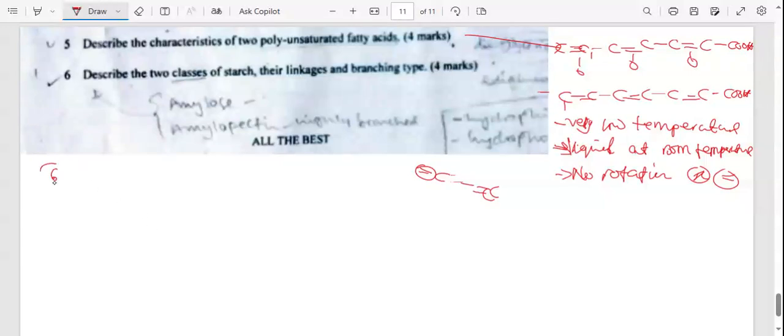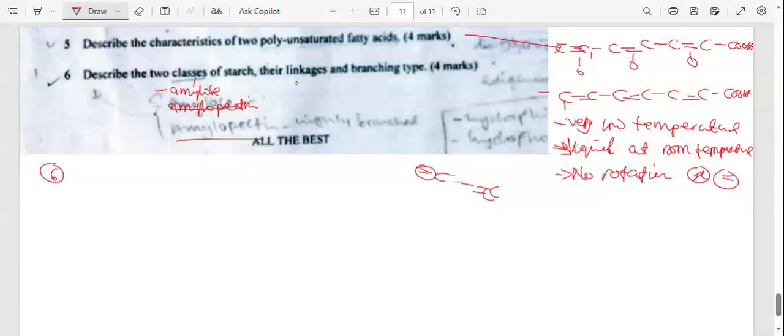So question 6 now, which is the end, is: state and describe the two classes of starch, their linkage and also the branching type. So in terms of classes, we have what we call amylose, and also amylopectin. So we have amylopectin and also amylose.